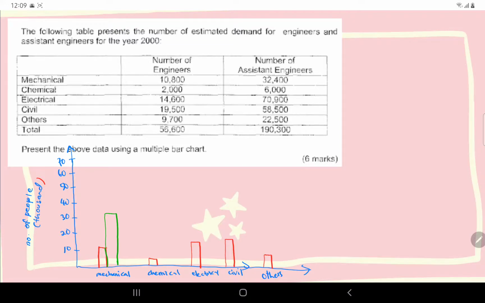Okay, and then for chemical is 6,000. So electrical, 70,900. For civil is 58,500. And for others is 22,500.